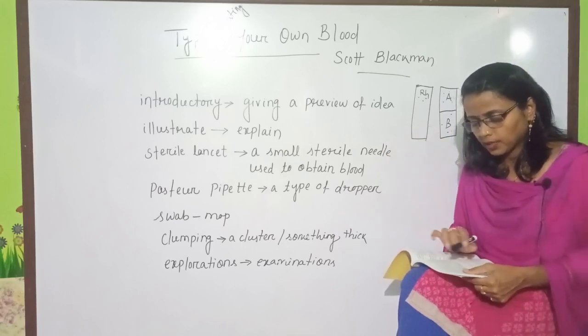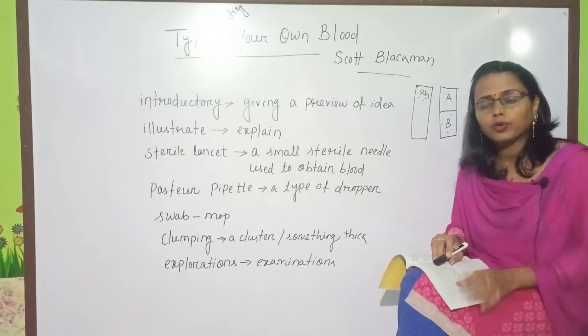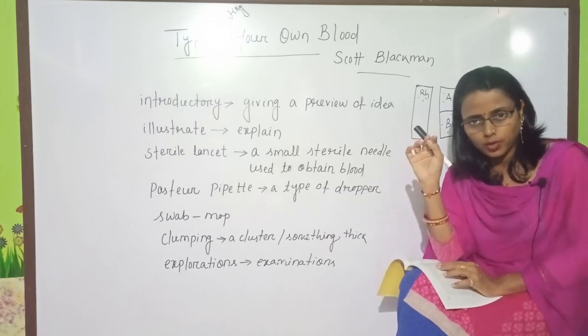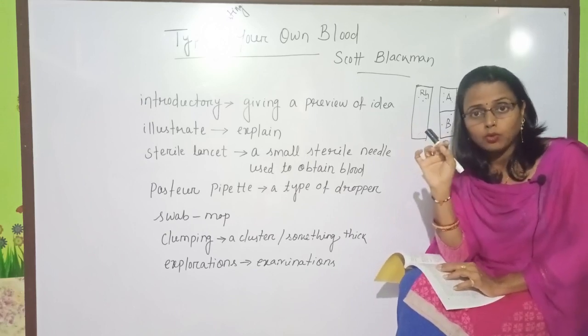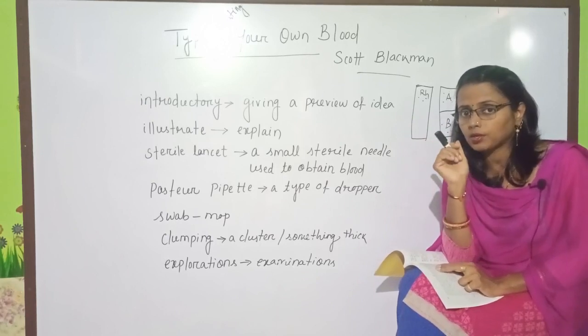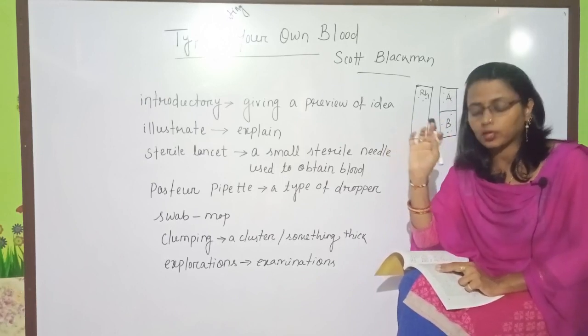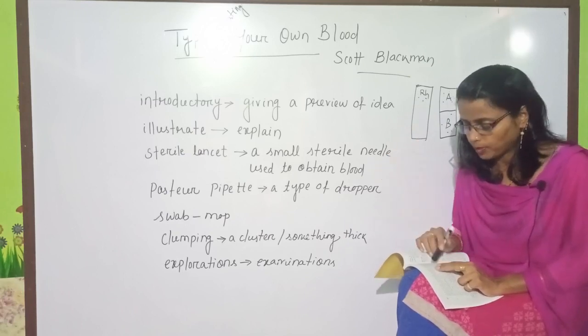Now collect several drops of blood in the test tube containing the saline solution. Now we have to collect the blood which is coming out of our finger in the test tube which is containing the saline solution. 1 ml saline solution is there in the test tube. So there only we have to collect the blood and mix the solution properly.